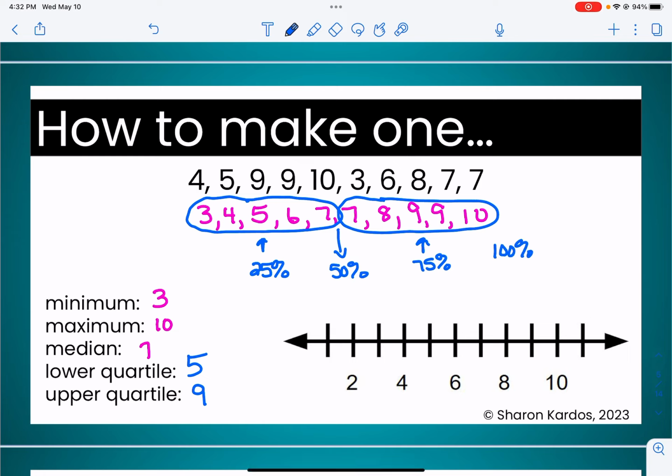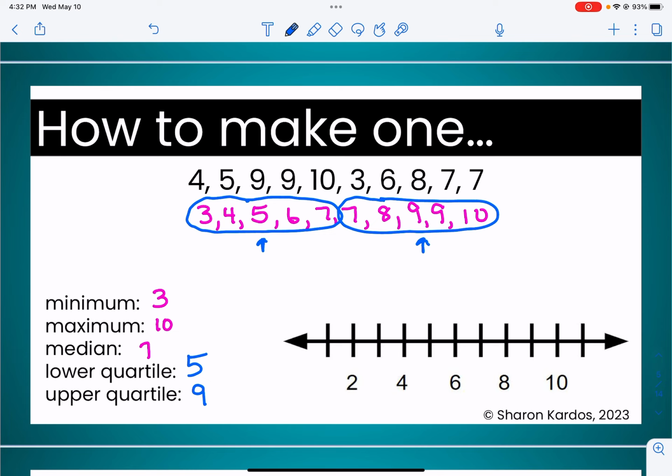Now, sometimes you will see in some places, instead of calling it lower quartile and upper quartile, they will call it quartile 1 and quartile 3, with quartile 2 being the median. But for our purposes, we're going to call it the lower and upper today.